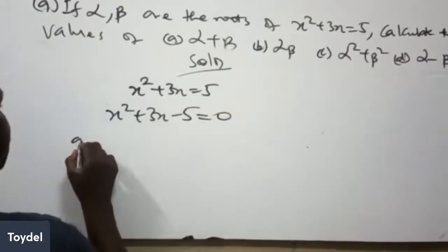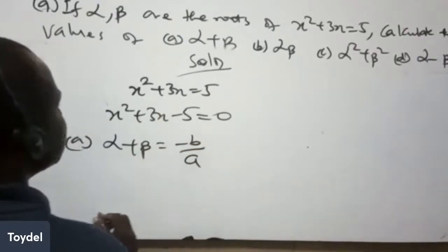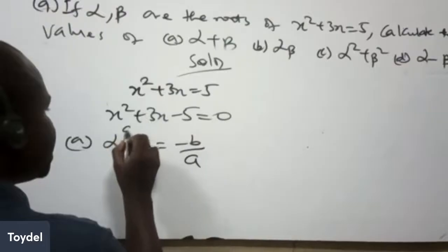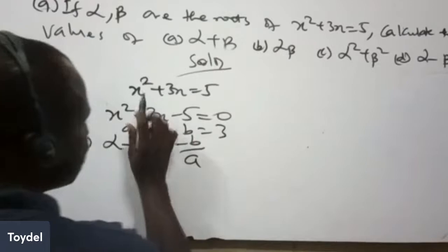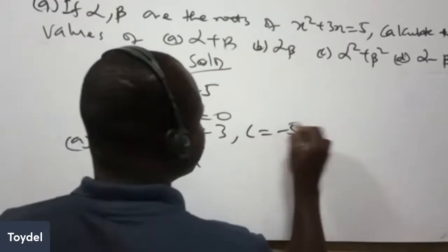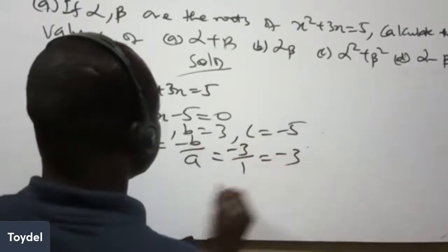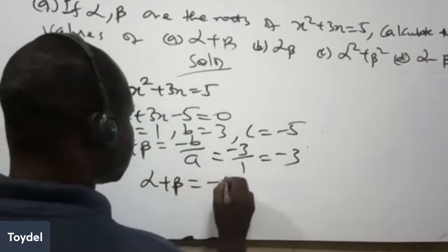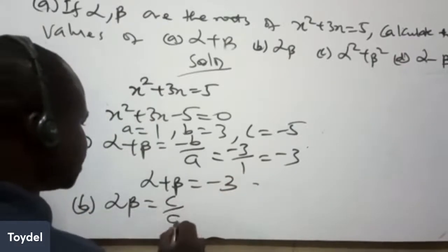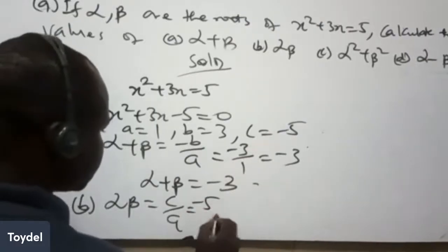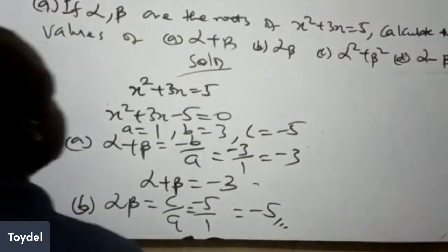So we know the first one, that alpha plus beta by formula is given as minus b all over a. The value in this case now, a is equal to 1. That's the coefficient of x squared. B is equal to 3. That is the coefficient of x. And c is equal to minus 5. That's the constant there. So in this case now, we have minus 3 all over 1. That's minus 3. So alpha plus beta is equal to minus 3. Then the second one, alpha beta by formula is given as c all over a. C is minus 5 all over 1. And that's equal to minus 5. So it's as simple as that.